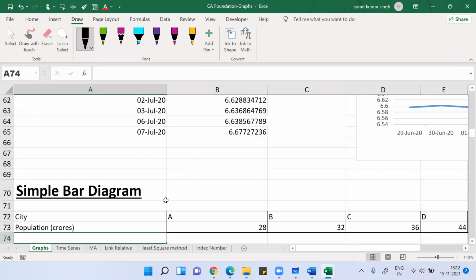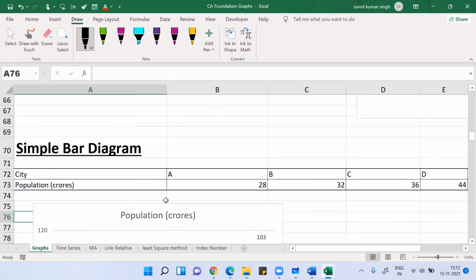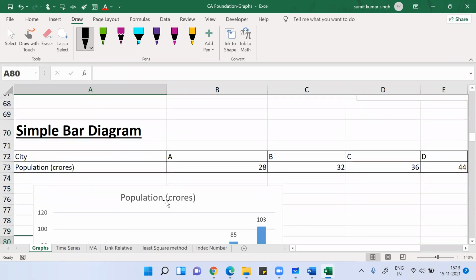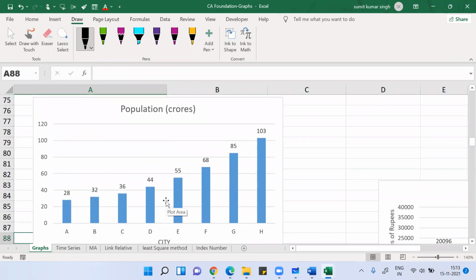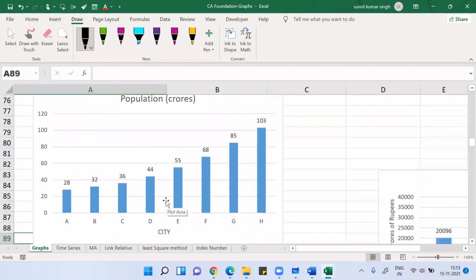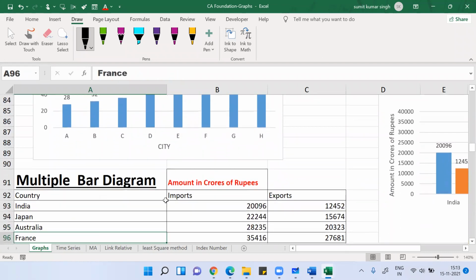Then when we talk about bar diagram, I told you the two kinds of bar diagram we use. Either they are horizontal or vertical. Horizontal bar diagram we generally use for qualitative data, and vertical bar diagram we generally use for quantitative data. So this is what bar diagram is all about. This is the example of simple bar diagram, and then this is multiple bar diagram.